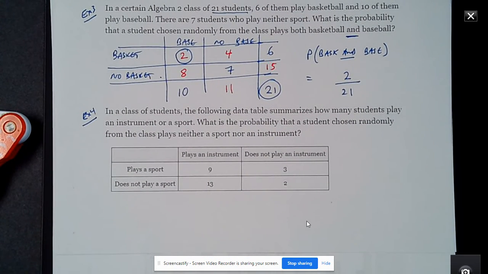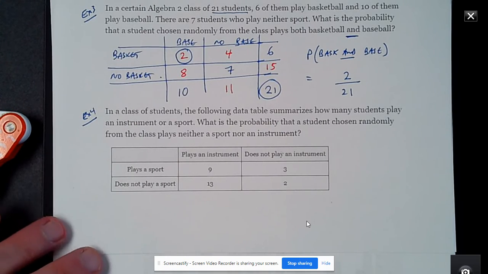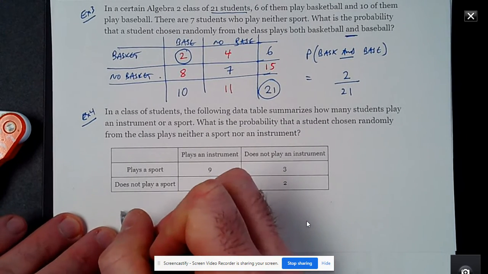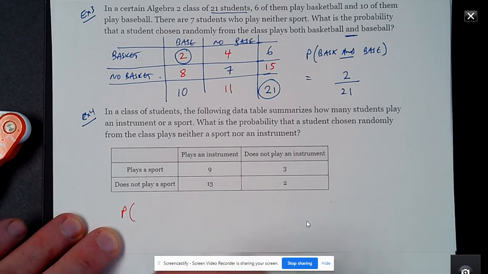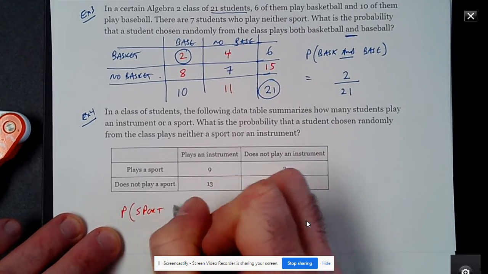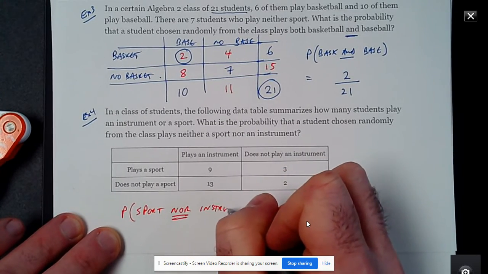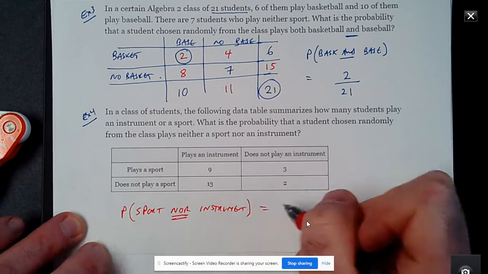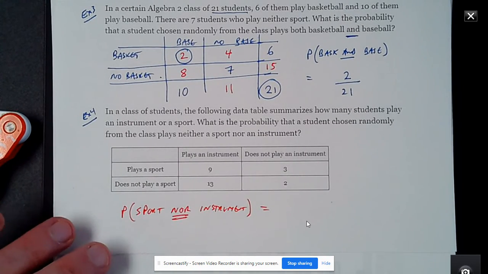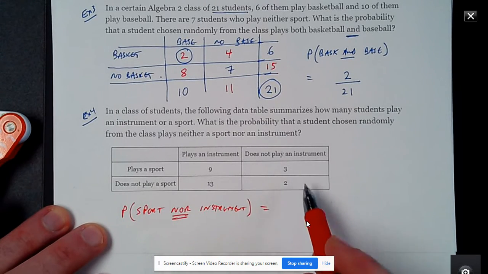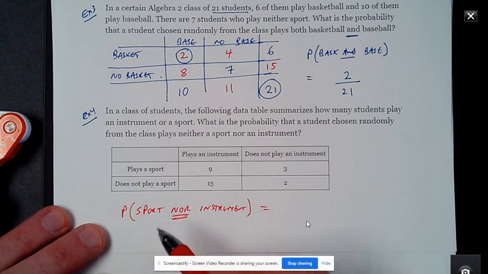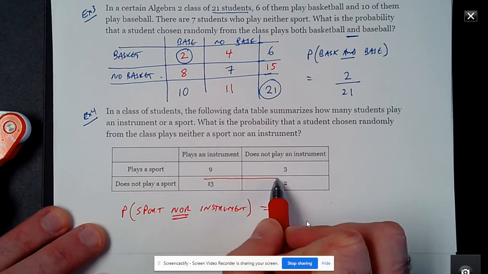So in a class of students, the following data summarizes how many students play an instrument or a sport. What is the probability that a student chosen randomly from the class plays neither a sport nor an instrument? So we're going to go back to English class for this. So we're trying to find the probability that someone plays neither a sport nor an instrument. So that basically means they don't do any sports and they don't play any instruments. So these are all the people here that don't play a sport, and these are all the people here that don't play an instrument. Now notice the word nor, it's kind of like or.